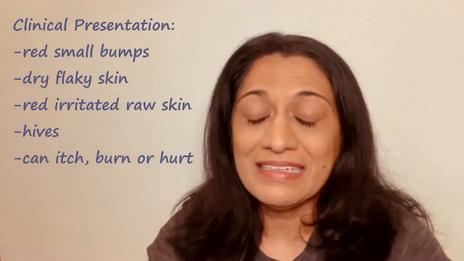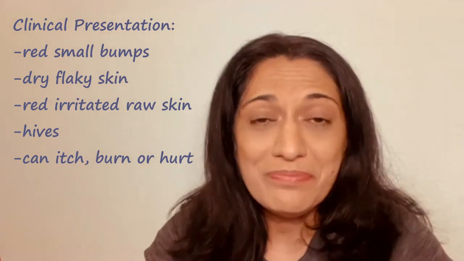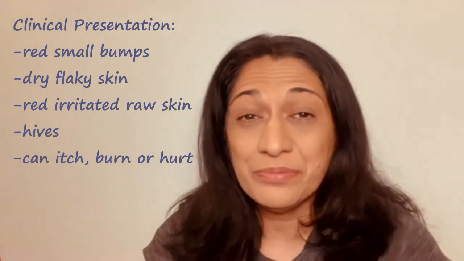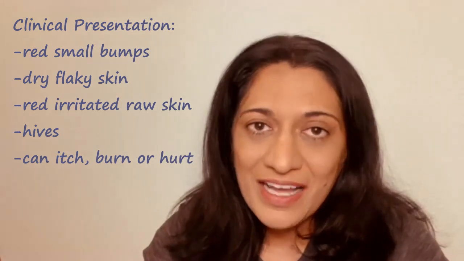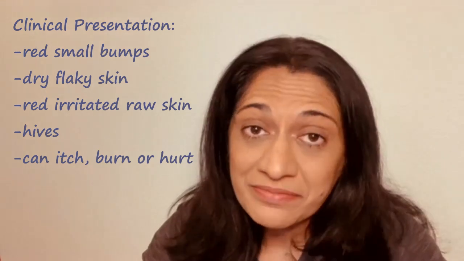Basically, the rash can look like many different things. It can be a small pinpoint pimply rash in certain parts of the body. It could be dry flaky skin. It could be red raw skin, and even large hive-looking rashes. The rash can be itchy, it can burn, it can hurt. And so it can come in many different varieties of looks, and so history is very important.